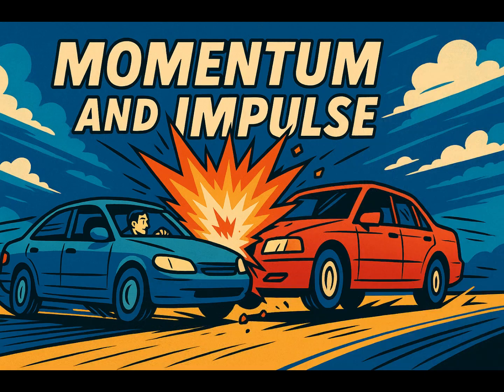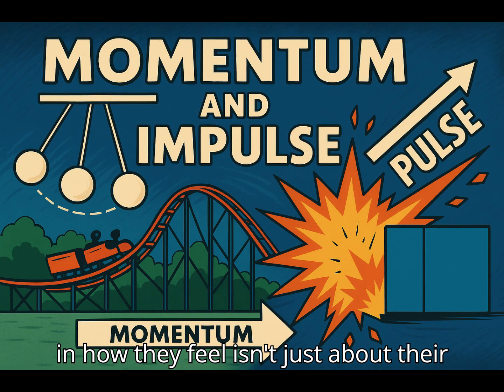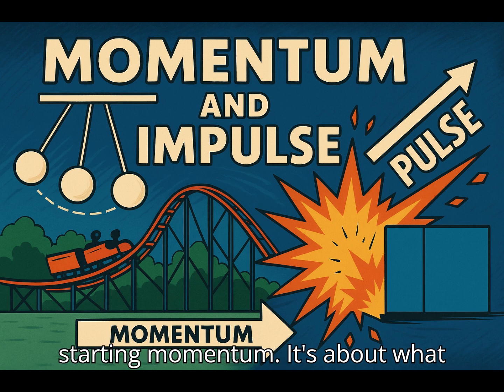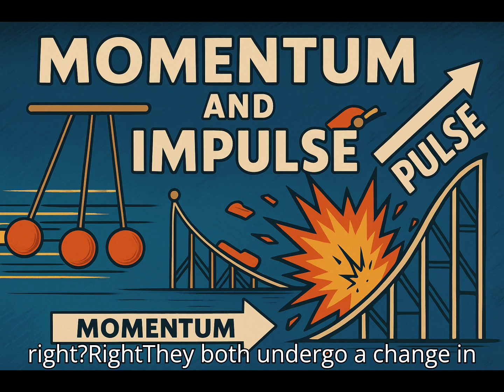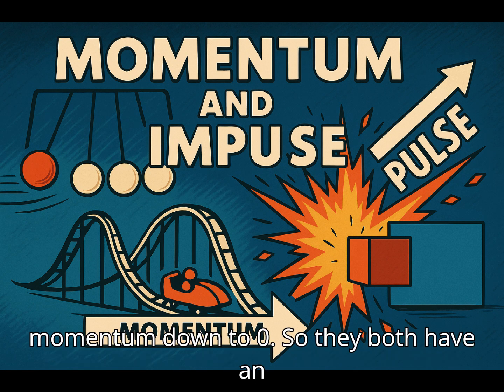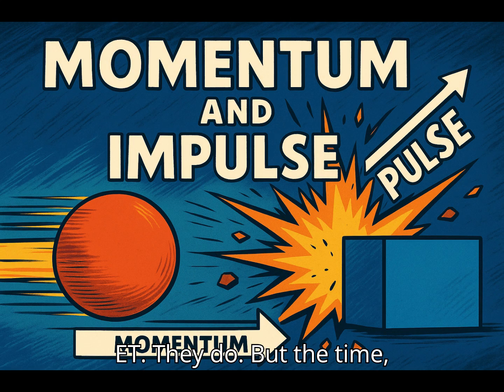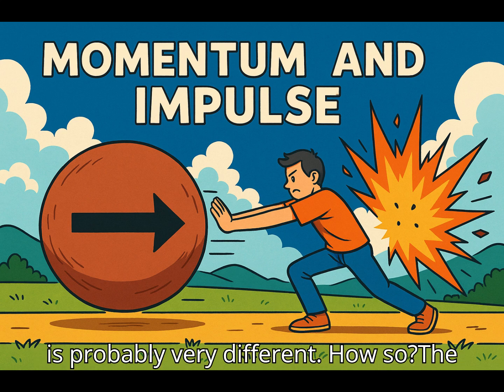Okay. So let's loop back to my mosquito and the water droplet again. The difference in how they feel isn't just about their starting momentum. It's about what happens when they hit my skin and stop, right? Right. They both undergo a change in momentum. They go from some initial momentum down to zero. So they both have an Δp. They do. But the time, the Δt, it takes for that change to happen is probably very different.